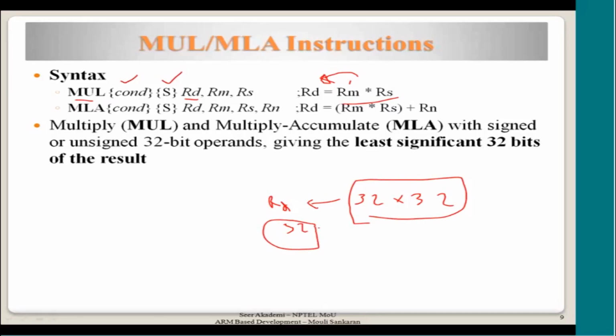It could happen when you have values which are smaller, but if you have a bigger number here, you cannot fit the result in a 32-bit value. You are very clear about that. It will at least take 64 bits, one more 32. But you may wonder what is the use of this instruction. This instruction is used only when you are concerned about the lower part of the result, not the higher part.